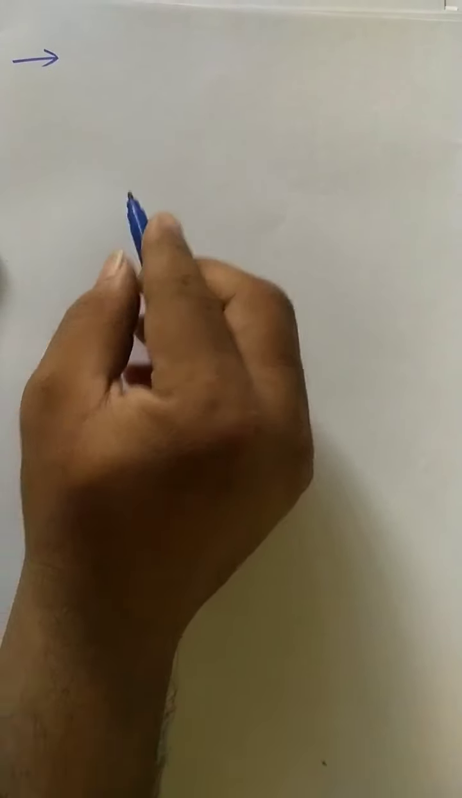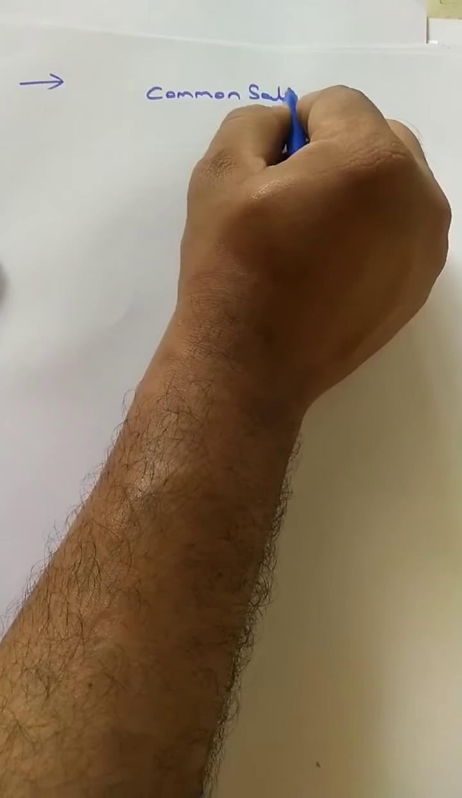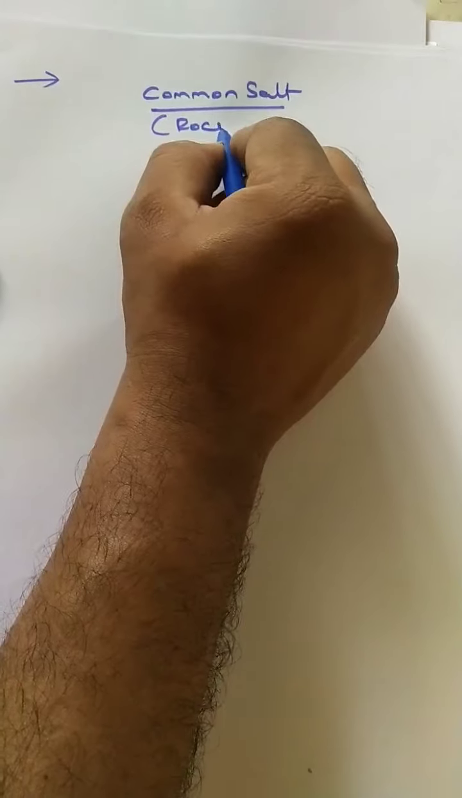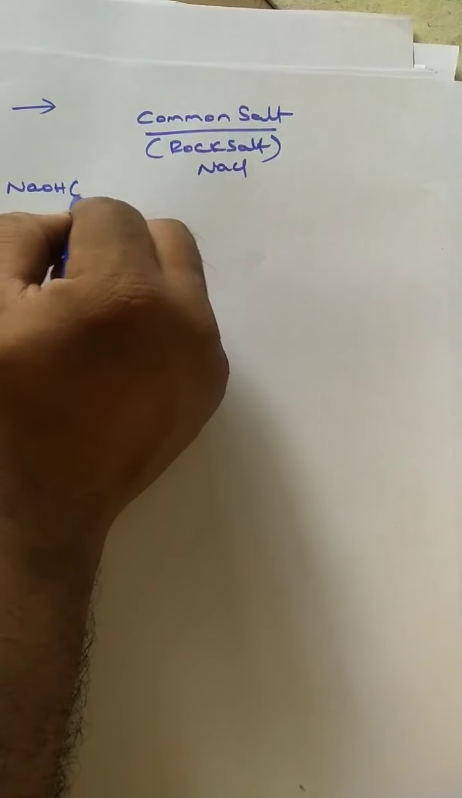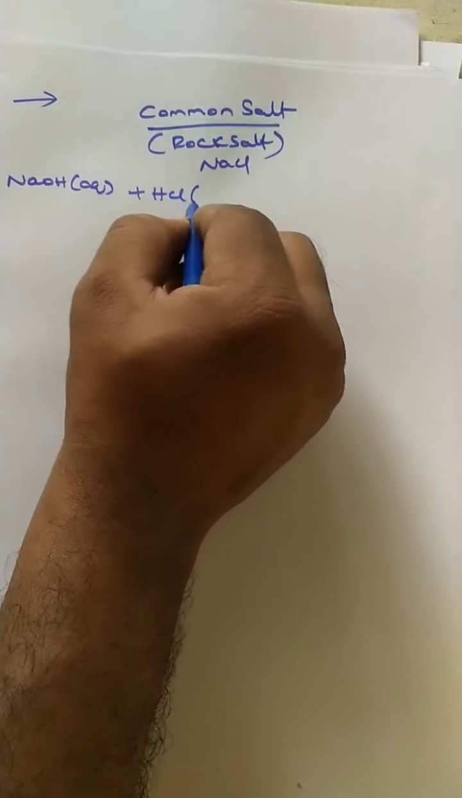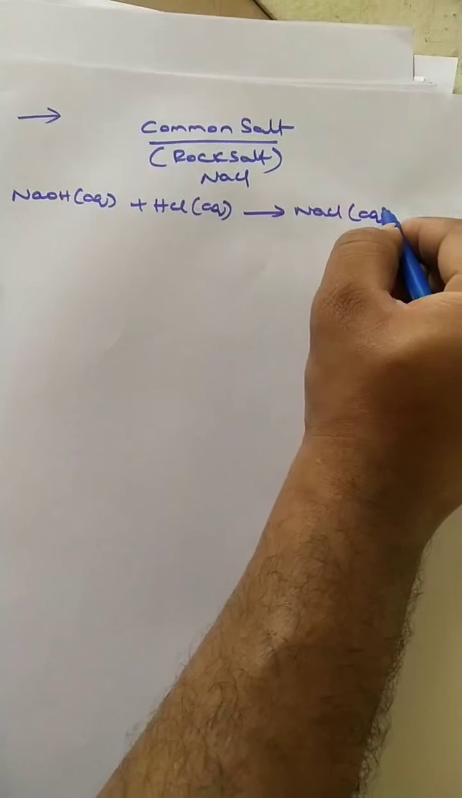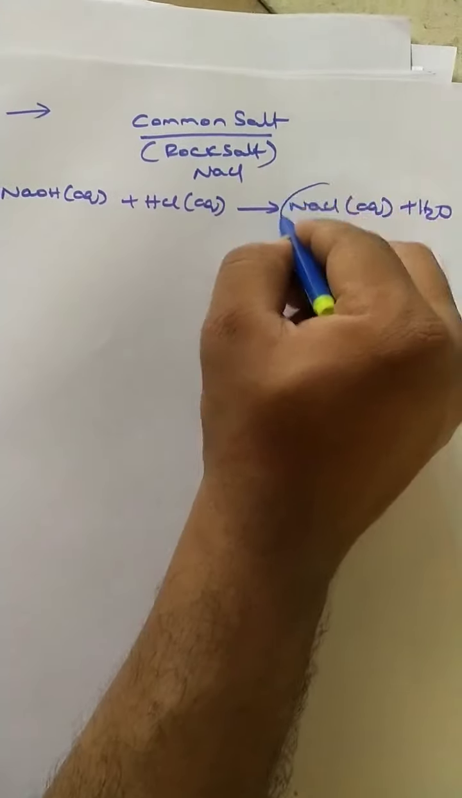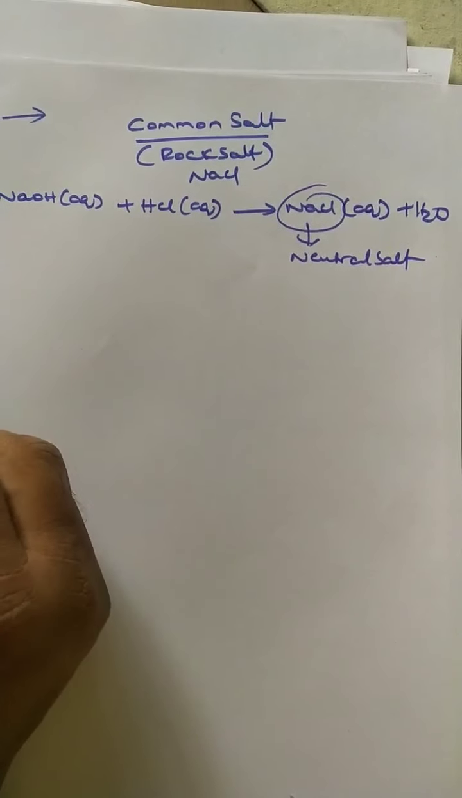Now we are going to discuss the importance of certain compounds which we use in industries. First one, common salt. Common salt is what we call rock salt. What is the formula for rock salt? NaCl. How is it formed, students? Aqueous NaOH plus aqueous HCl, strong base and strong acid. So what are you going to get? NaCl aqueous plus H2O. It's a complete neutralization reaction. So NaCl is an example of a neutral salt.